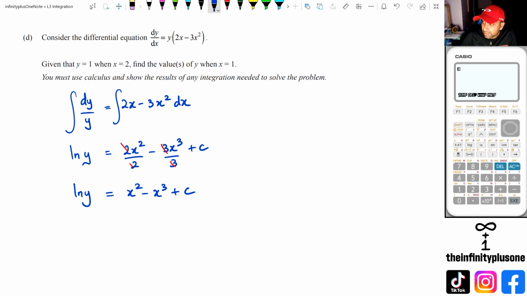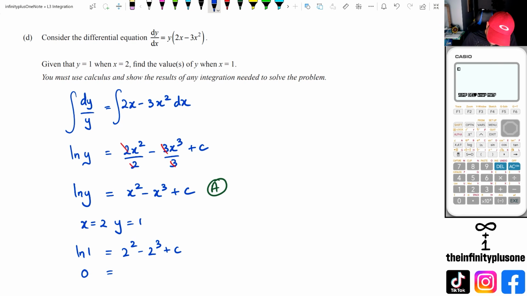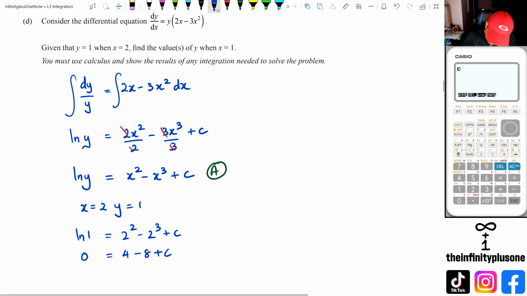Now, getting up to this part of this question is actually going to get you an achieved, but we're going to carry on. So our first clue is that when x equals 2, y is equal to 1. So we've got ln of 1 equals 2 squared minus 2 cubed plus c. ln of 1 is equal to 0. So we've got 4 minus 8 plus c. And what we're going to get is 0 is equal to negative 4 plus c. So c is equal to positive 4.